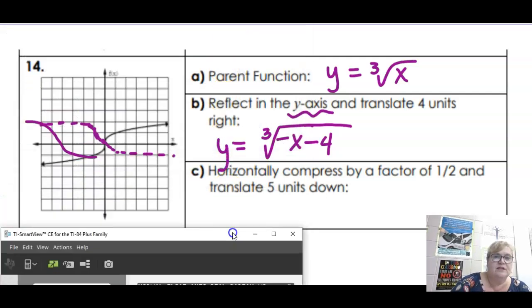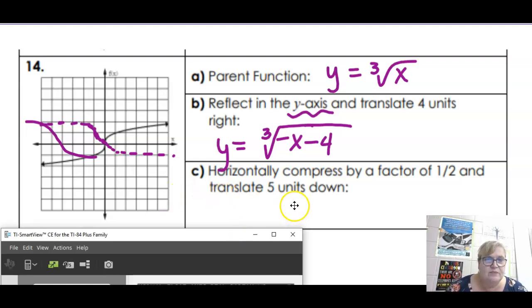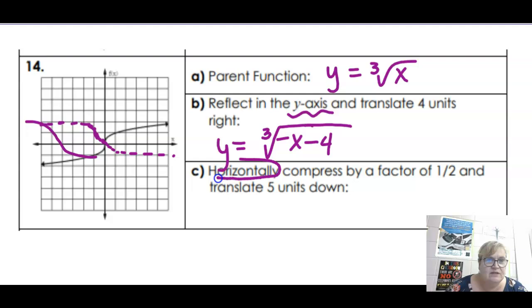All right, and then the last one says horizontally compress by 1/2 and translate down 5. Ooh. Horizontally compress by 1/2. Horizontally is inside, and inside is the opposite of what it seems. So instead of putting a 1/2 inside, I'm going to put a 2 inside.